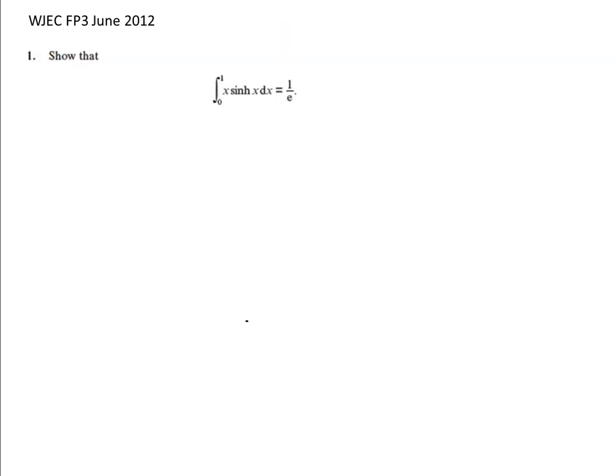So moving on to a second example, we have to prove that the integral between 0 and 1 of x sinh x is 1 over e. The way to progress on this question is to try integration by parts. It shouldn't be surprising because what we've got here is a product of a polynomial with a hyperbolic function, and often when we have a product of two different types of function to integrate, integration by parts is a sensible way to proceed.